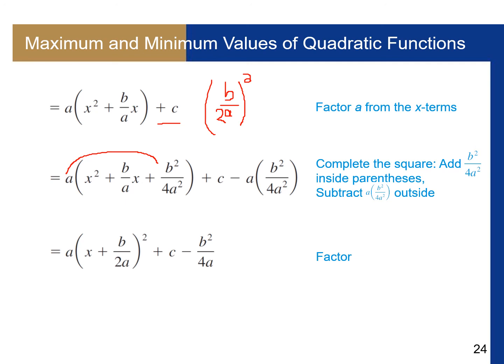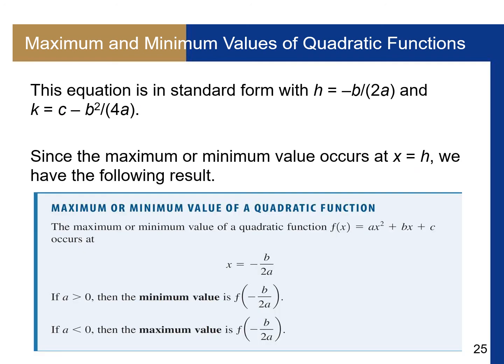After I do that, this is just showing you what the completing the square would look like when I change it to my binomial square. And I will see that my minimum value is going to be at negative B over 2A. My maximum value is going to be also negative B over 2A, depending on if A is greater than 0 or if A is less than 0.